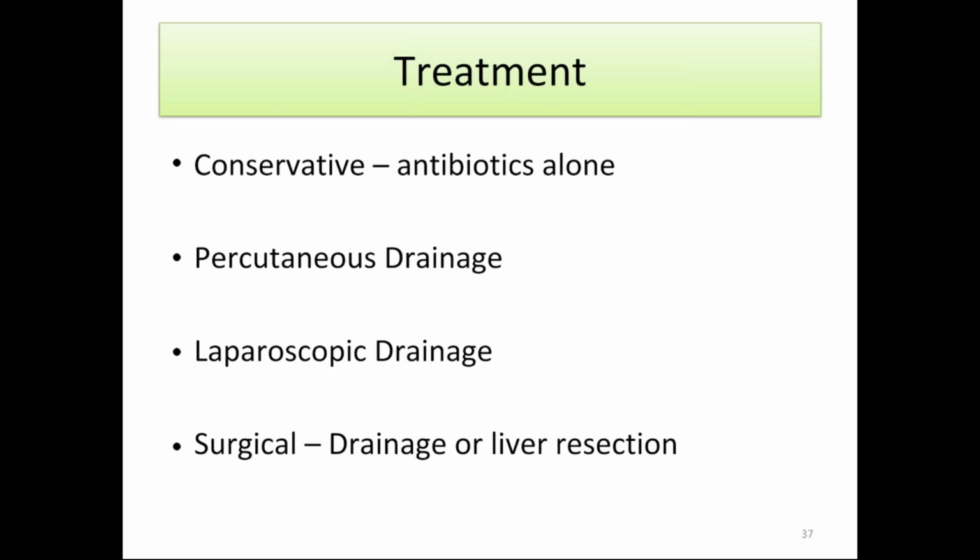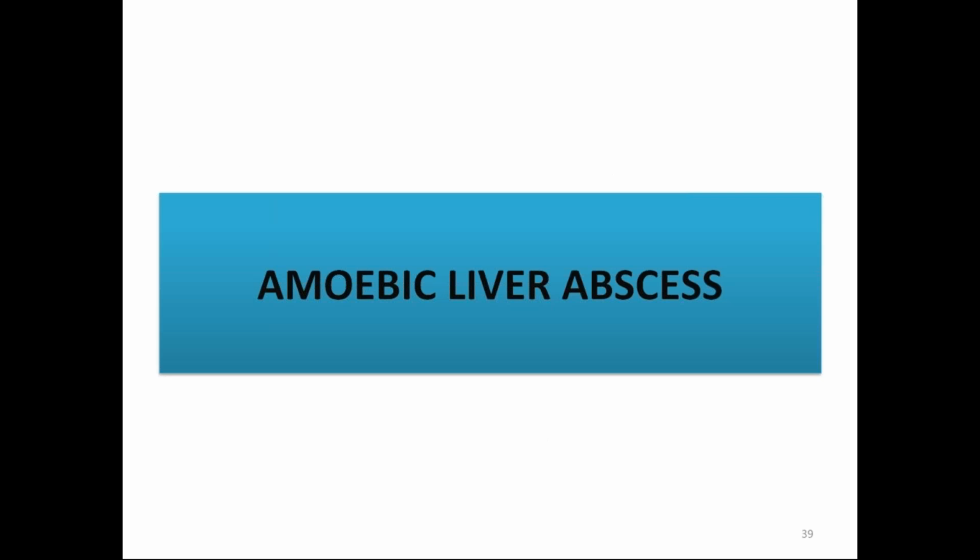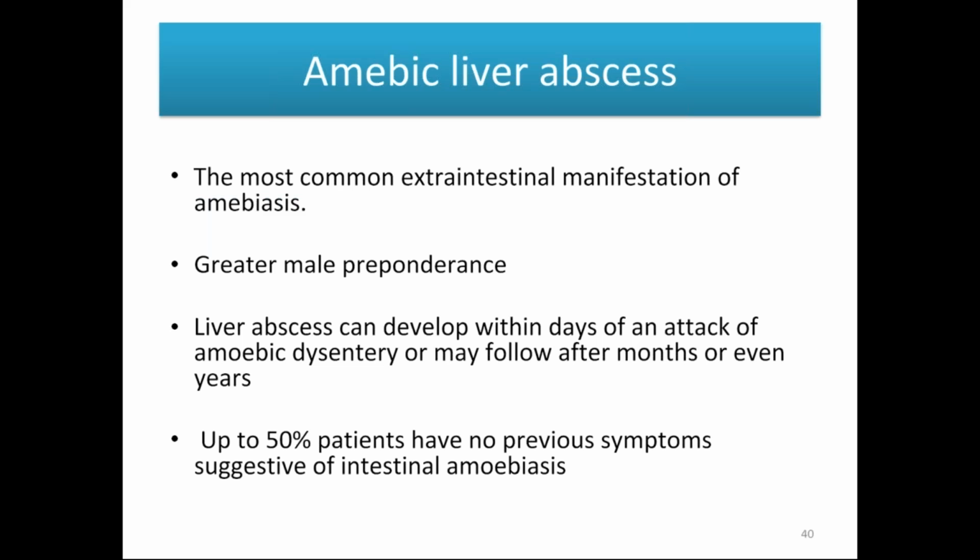In some rare cases, there might be a need for liver resection, because in a long-standing abscess, there might be hepatocellular damage, which can't be reverted back. So at that stage, you go for liver resections, but those are very rare. So that is about pyogenic abscess, and there is something called amoebic liver abscess caused by Entamoeba histolytica. So this is generally called amoebiasis.